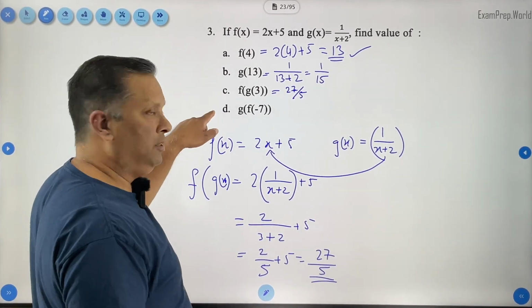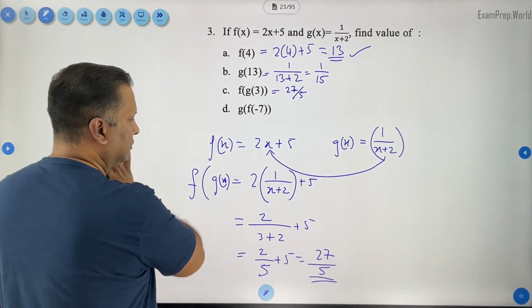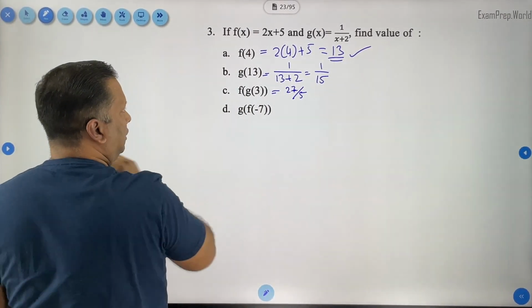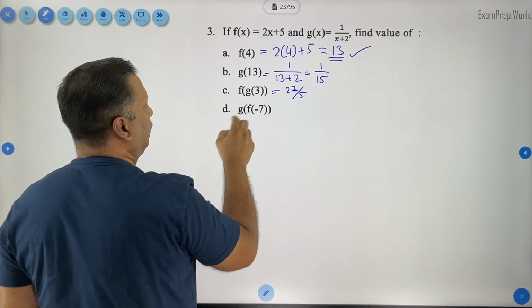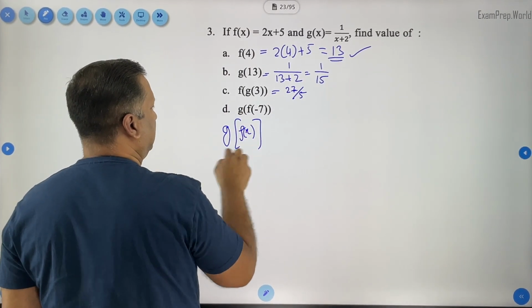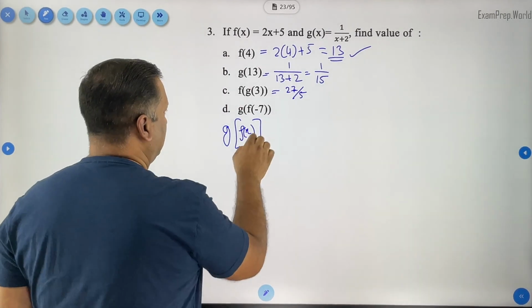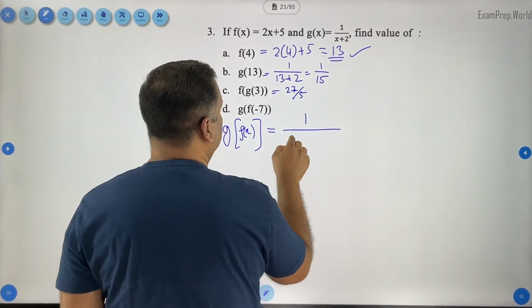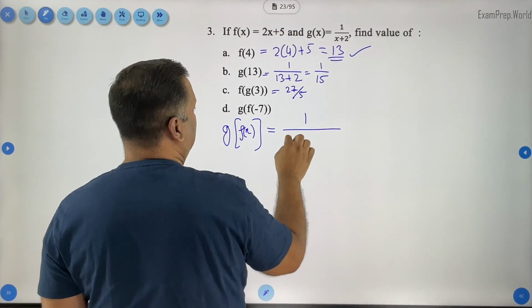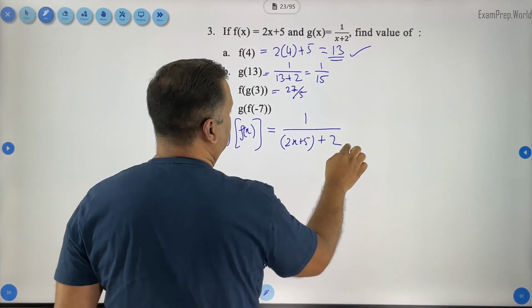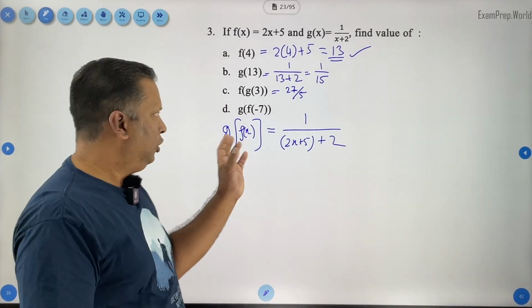Now D. To find D, first we will find g of f, g of f of x. We have to find this, right? So what will it be? 1 upon, instead of x, I will write 2x plus 5, 2x plus 5, and this 2 remains. Okay. So this is g of f of x.